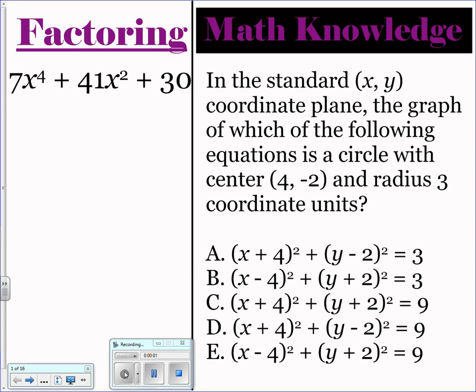All right, y'all go ahead and do the factoring and the math knowledge question for today. Pause the video, and then once everyone is finished, you can unpause the video, and I'll go over the correct answers. So for this one, you're going to have to do remove, replace, reduce.